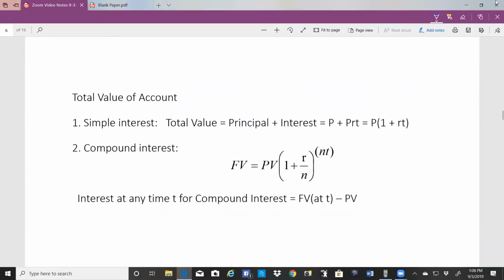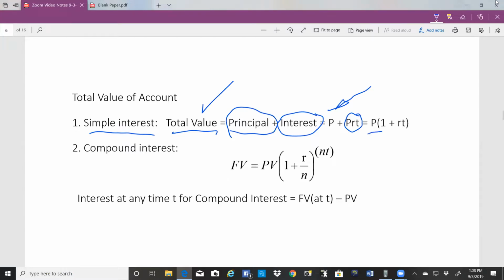Now, I noticed in looking at some of the homework that some folks had an issue trying to figure out the total value of an account. If you have simple interest, the total value is going to be your principal plus your interest. So if you calculate your interest using PRT, to get your total value at any time, you just add back what you started with. And that ends up being P times (1 + RT).